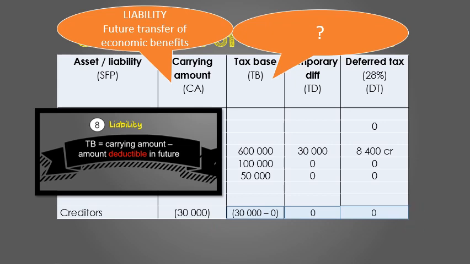Because there's actually no difference between the accounting and the tax treatment for creditors. For accounting purposes, when we pay this creditor, it's not going to go to our P&L, and for tax purposes, it's not going to affect our taxable income.